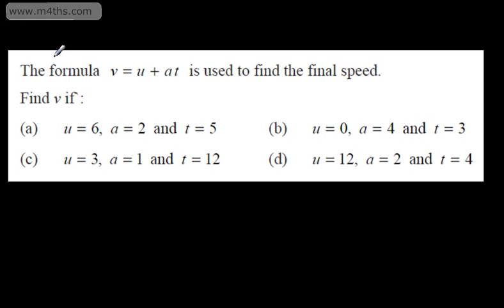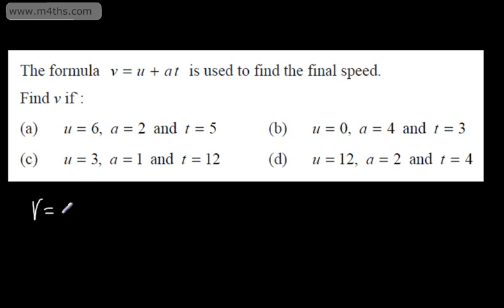The formula V is equal to U plus AT is used to find the final speed. Find V if U is equal to 6, A is equal to 2, and T is equal to 5. So what we have here are 3 known values, U, A, and T, and we need to find V.